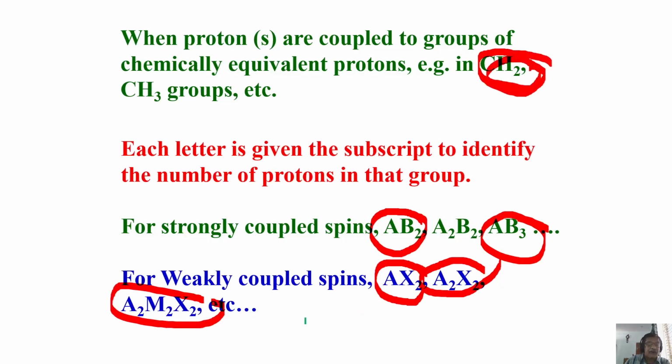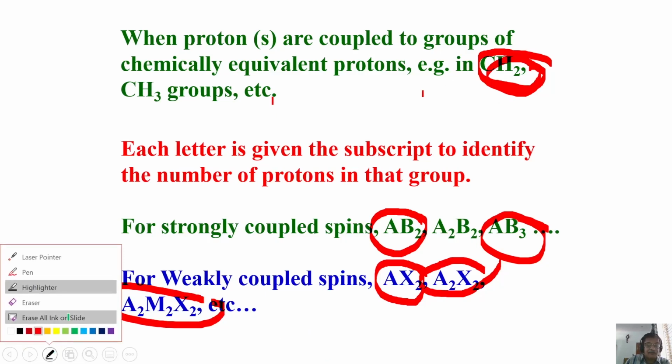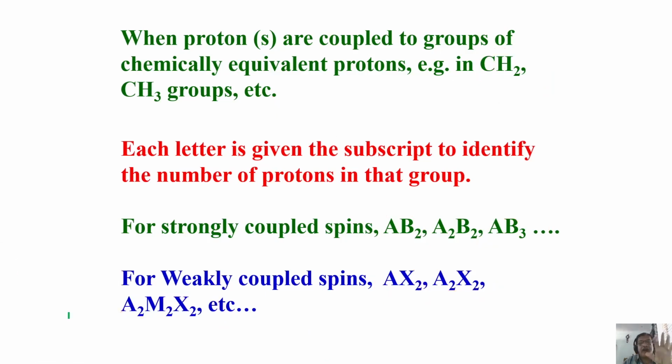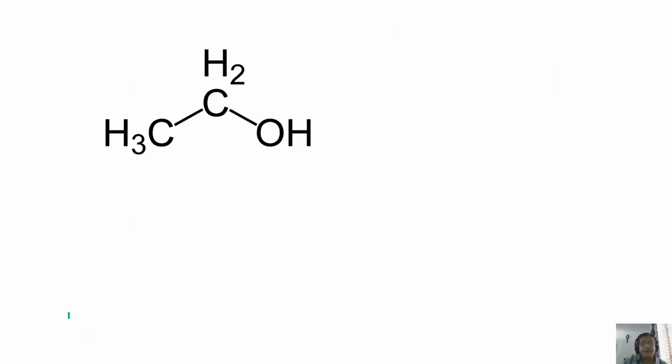Here also, of course, an equivalent case can come. CH2 here and CH2 here may be equivalent. Then you have to call it A2, A2 prime, A2X2 prime. That's also possible. You can use prime notation even in the weakly coupled case. Are you all with me? I hope I'm carrying all of you with me.